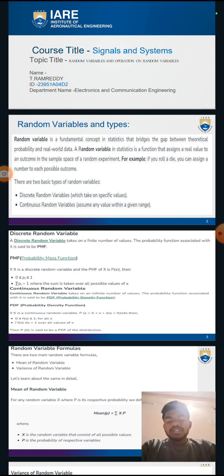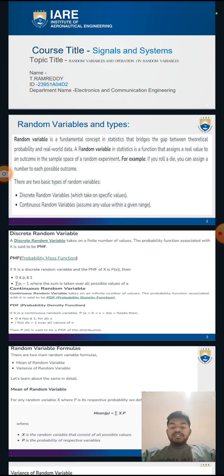A random variable in statistics is a function that assigns a real value to an outcome in the sample space of a random experiment. For example, if you roll a die, you can assign a number to each possible outcome. There are two basic types of random variables: discrete random variables and continuous random variables.